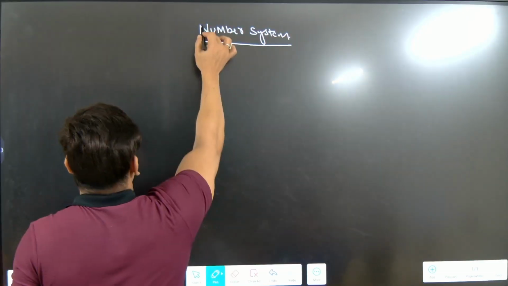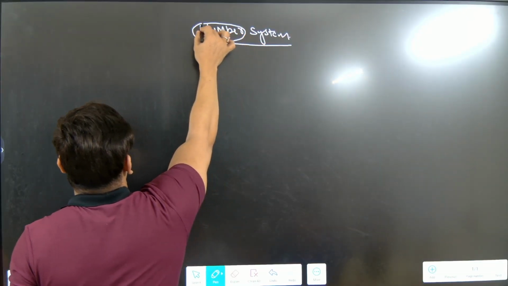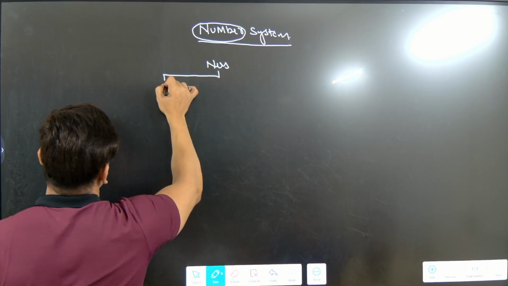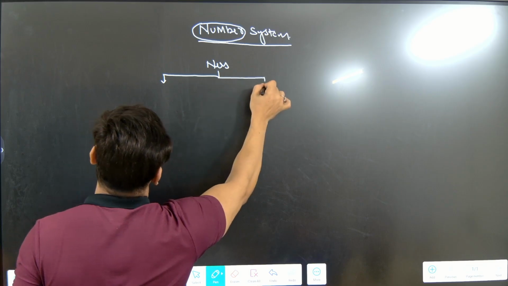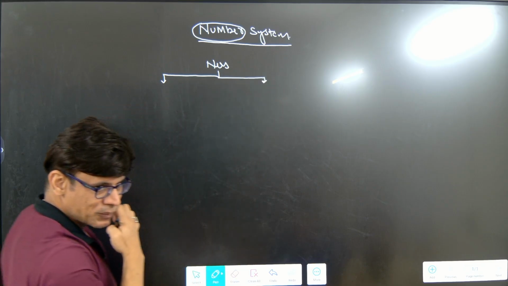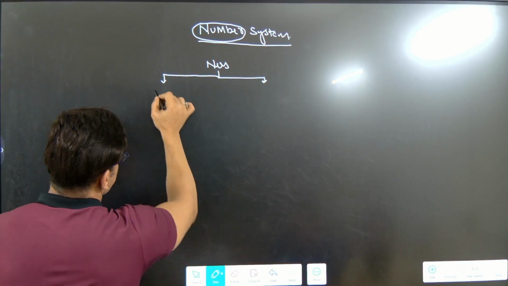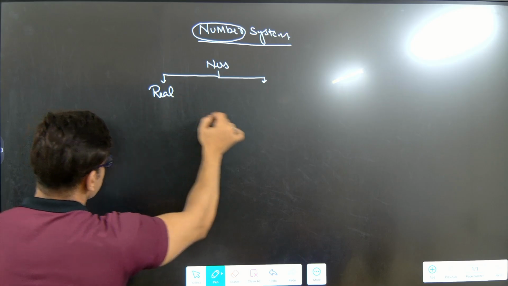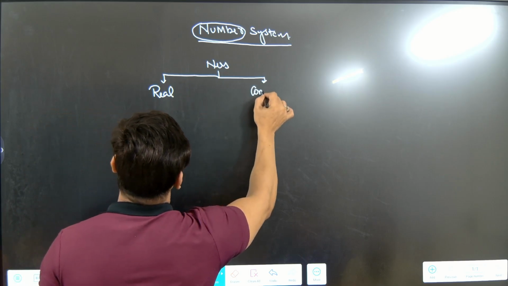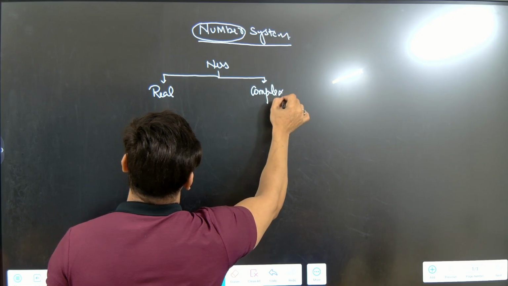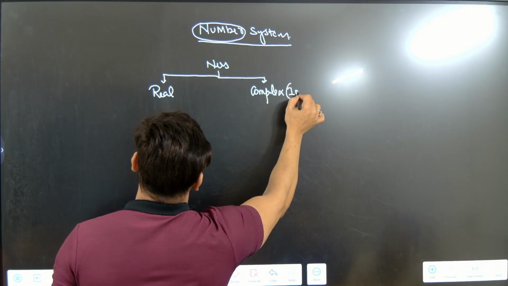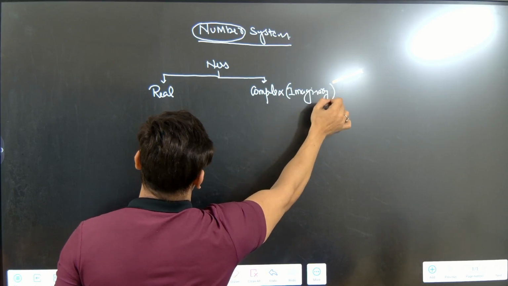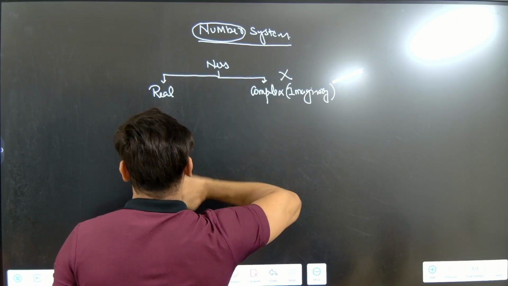See, in mathematics, there are only two types of numbers. Numbers are categorized into two types. Which are these two types? Real and complex. Complex are also called imaginary. Have to use imaginary numbers.